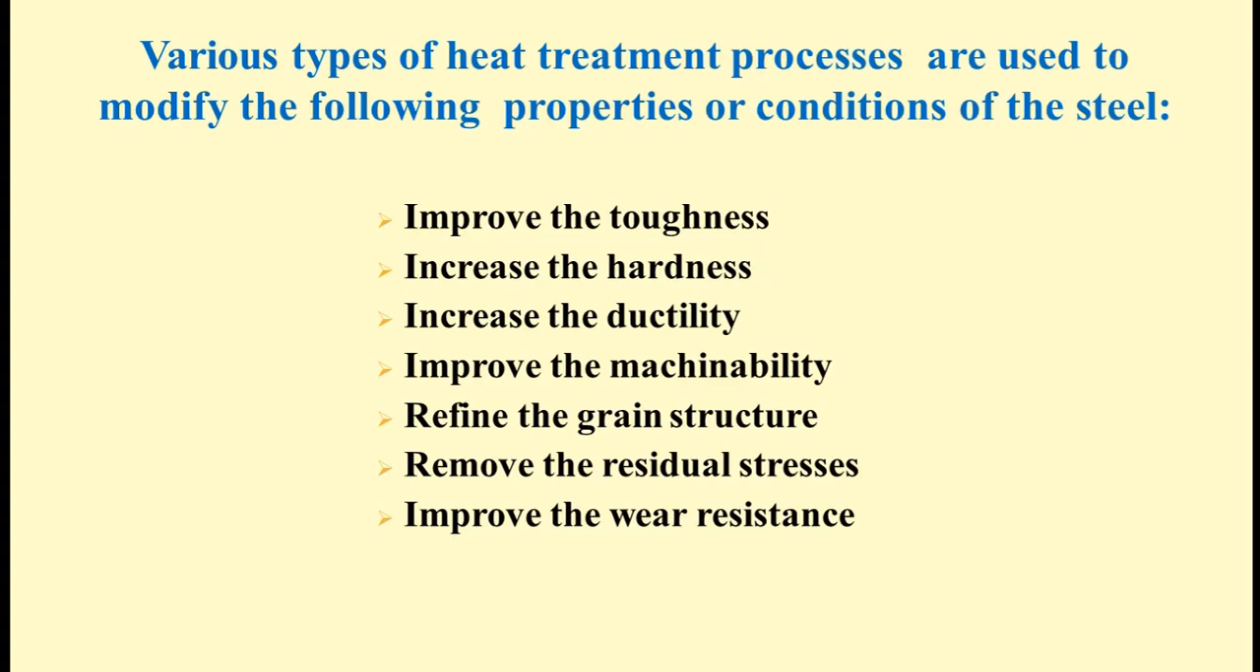The various types of heat treatment process used to modify the properties or conditions of steels are to improve toughness, hardness, ductility, machinability, and to refine the grain structure, which is one of the most important parts of the heat treatment process, and then to remove residual stress and improve wear resistance. In detail we'll discuss afterwards.